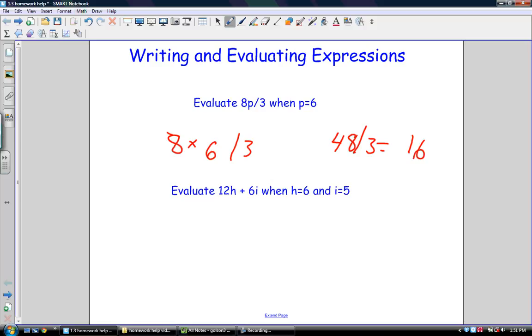So I know when I have 12h next to each other, that means we're going to be doing 12 times whatever h is. In this case, h is 6. I'm just going to do 12 times 6. And then I'm going to add to that 6 times whatever i is, and in this case it's 5. Now, again, order of operations. I go back to that, and I know I need to multiply before I add.